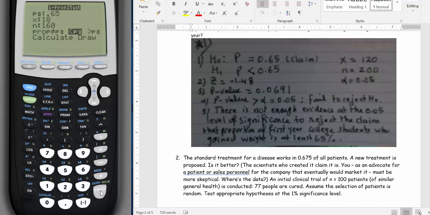x is the number of successes, 120. Always x is less than n. n is 200.